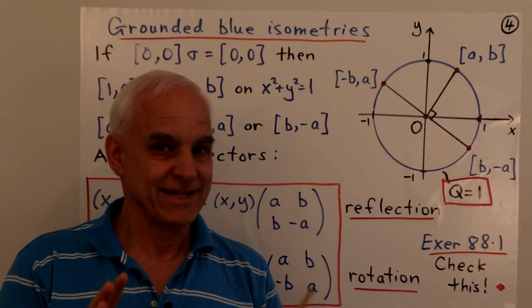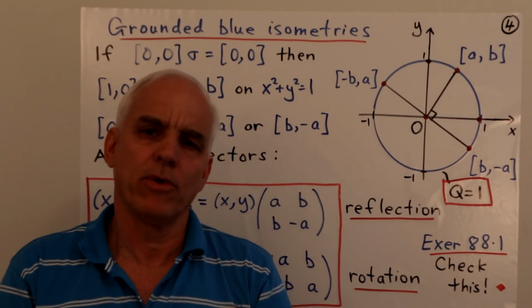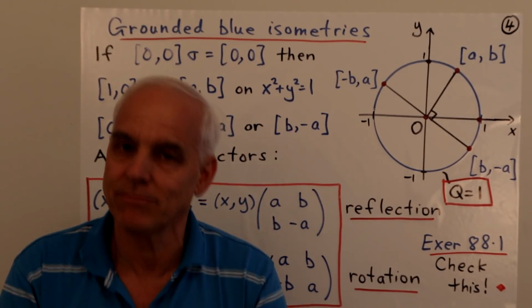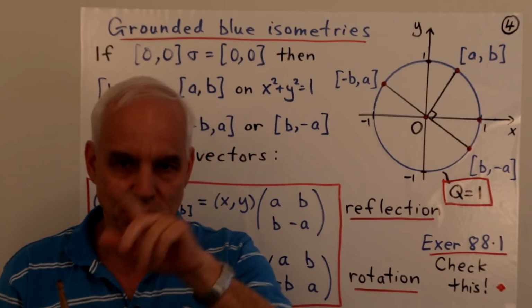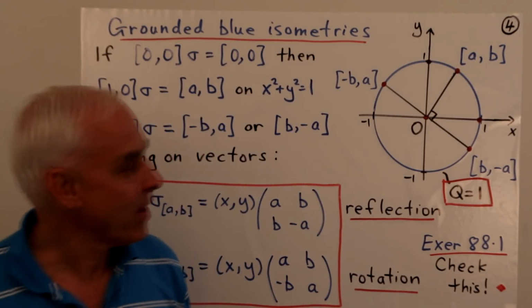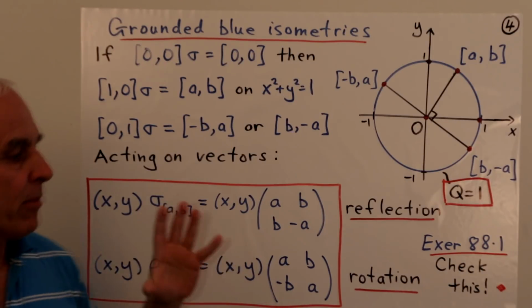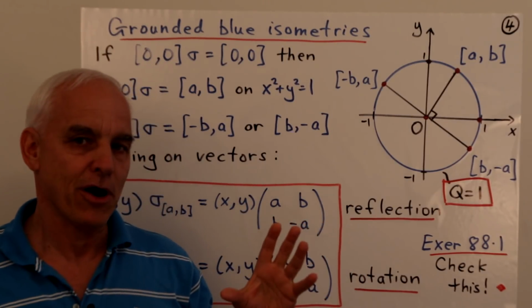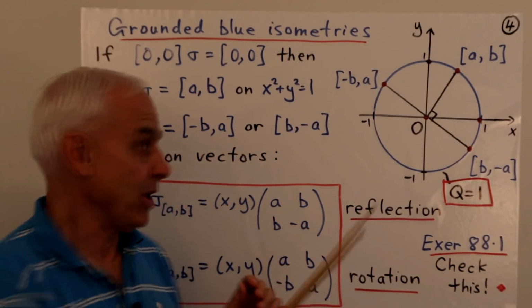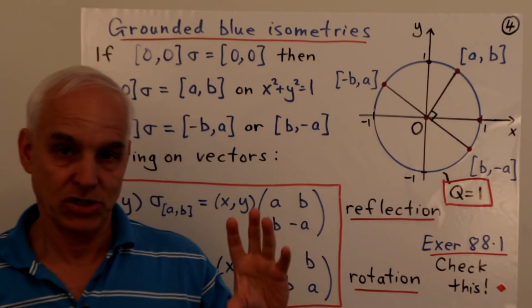So let's start off with the simplest situation, the most familiar one, where we're talking about Euclidean geometry, the blue geometry, where the circles are the usual circles. And in that case, isometries that are grounded are reflections through lines through the origin, and rotations.